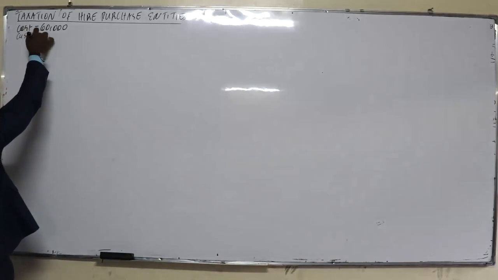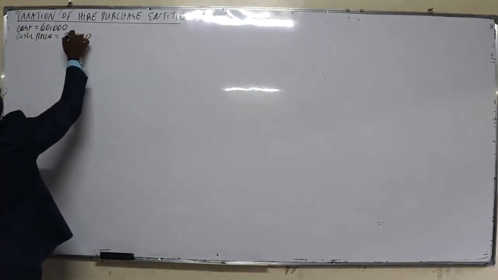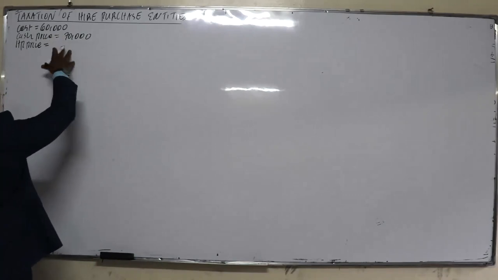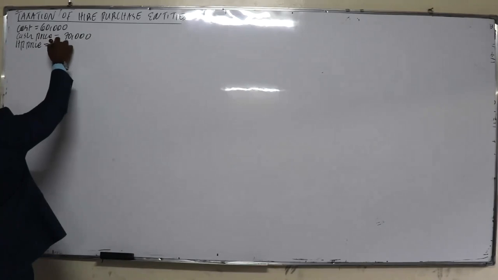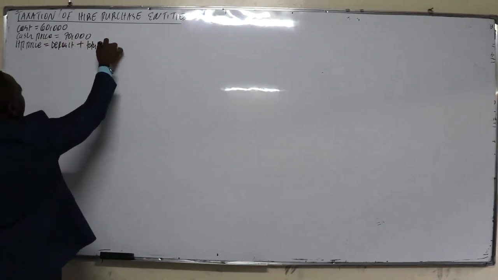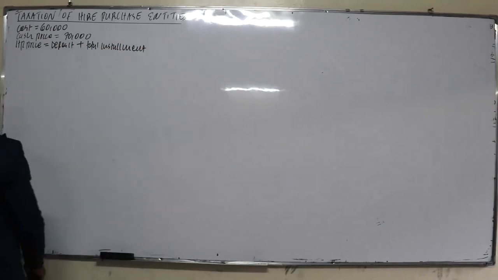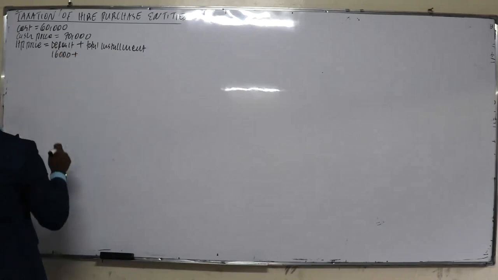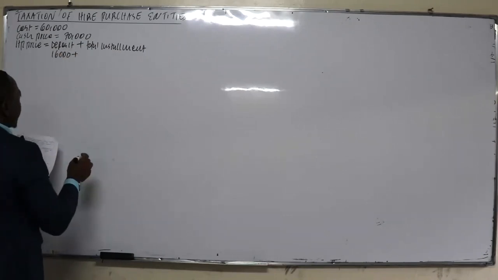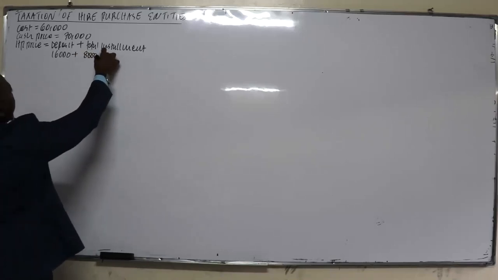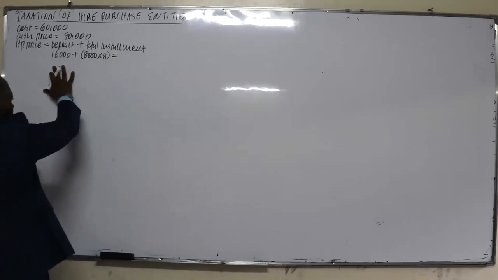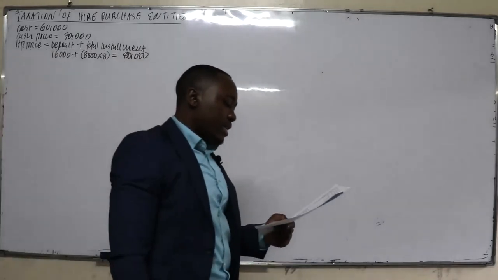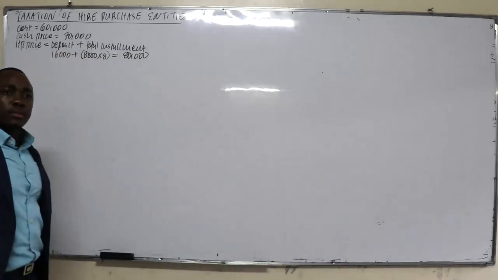So you're given the cash price; if you sell on cash, it's 70,000. But what about the hire purchase price? How do you get the hire purchase price? You take the cash price plus the interest, but you're not given the interest. Or you take the deposit plus the total installments. The deposit is 16,000 and 8 equal quarterly installments of 8,000. 8 installments is 64,000, you add 16,000, that is 80,000. Good. So that means the hire purchase price for one photocopier machine will be 80,000. So how much is the interest income?